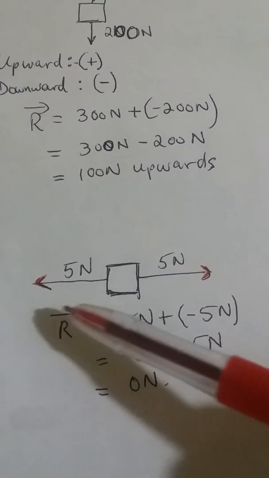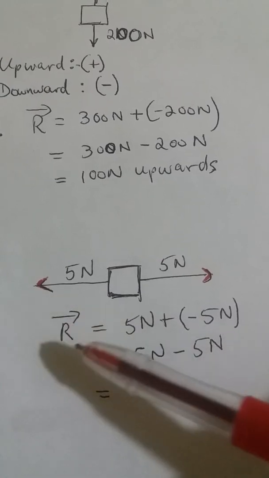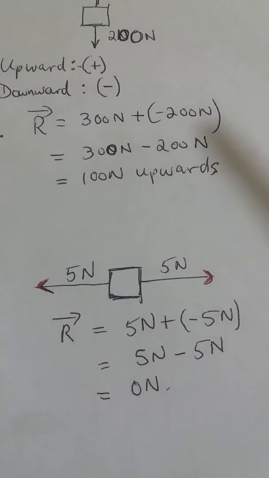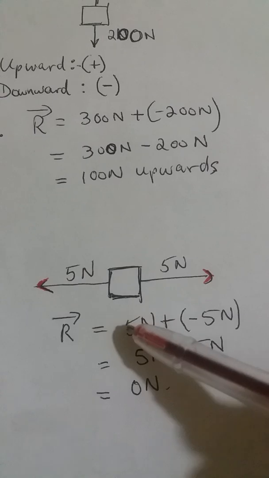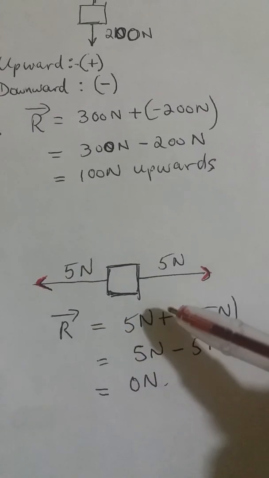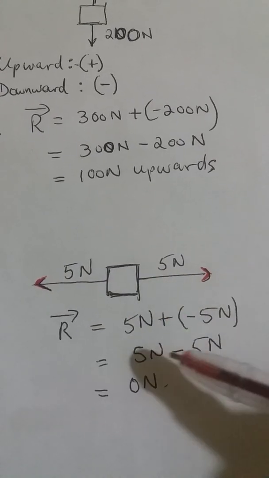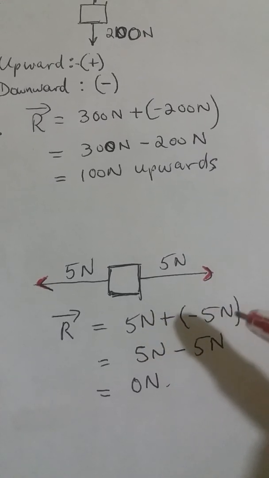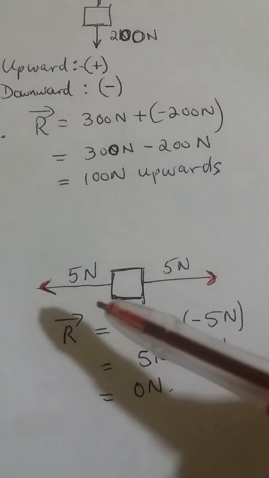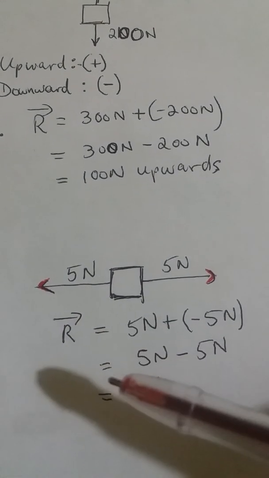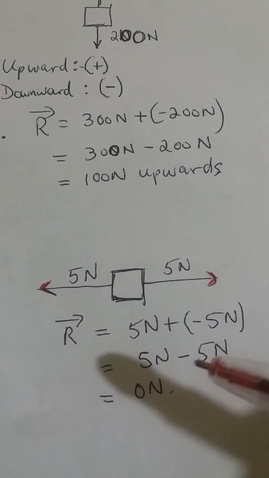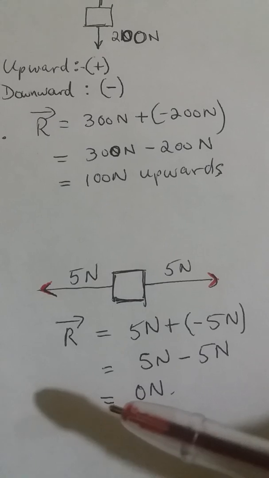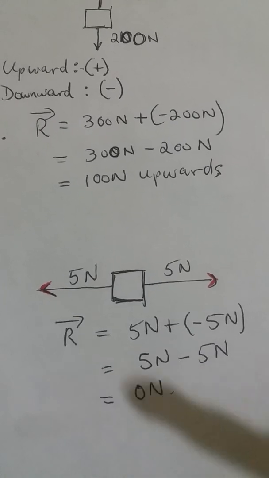The resultant vector, we are reminded, is really what the final vector will be after you add. So this is 5 newtons, which is this one going to the right, plus, open parentheses, negative 5 newtons, close parentheses, that's the one going to the left. This would be 5 newtons minus 5 newtons, which gives you 0 newtons.